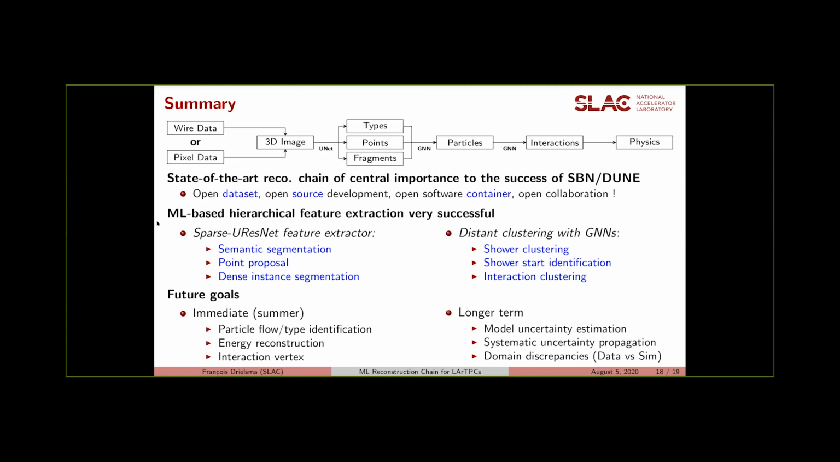I hope that this talk has demonstrated that machine learning-based hierarchical feature extraction is very successful to achieve this goal. Essentially what I presented today is that we use two basic neural networks to do the different tasks that we're trying to achieve. One is a pixel feature extractor, sparse U-ResNet, which gives us semantic segmentation, point proposal, and dense instance segmentation. And then we use graph neural networks to cluster distant objects together, typically clustering shower fragments together into shower groups, and also clustering particles together into interactions.